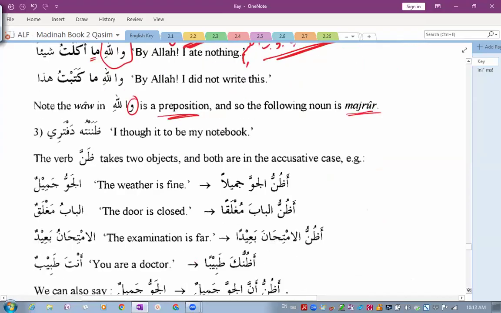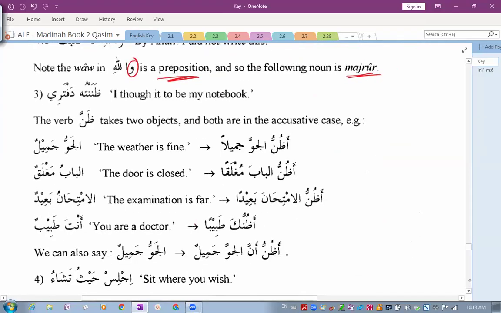Point number 3. Zanantuhu daftari. I thought it to be my notebook. Zanna yazunnu means to think. Yazunnu, what kind of a verb is it? Sahil, mudaf. Yes, mashallah. Doubly letter, mudaf verb, which is doubly letter. So there are two nouns in there. So zanna yazunnu means to think.